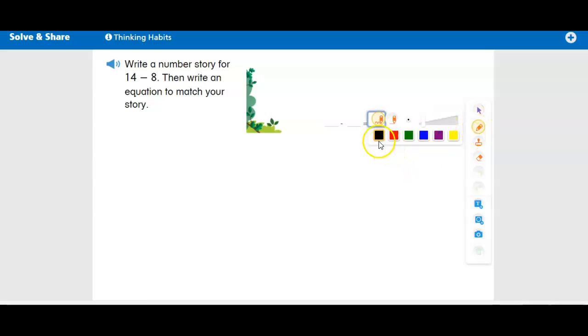So let's start by saying, which number is the whole? Which number is the whole? 14 or 8? Well, we know when we are subtracting, our whole goes at the beginning, so we are taking away from 14. And our part that we know is 8. So they want us to write a problem that could help us show 14 minus 8.